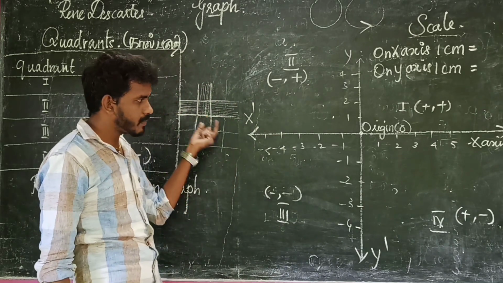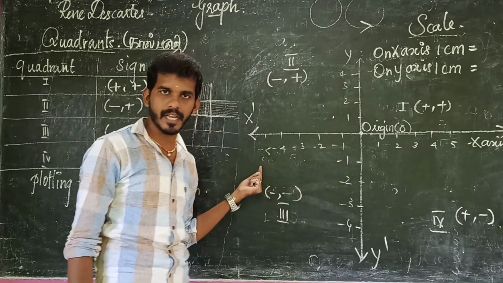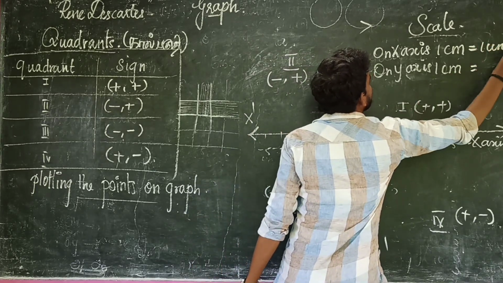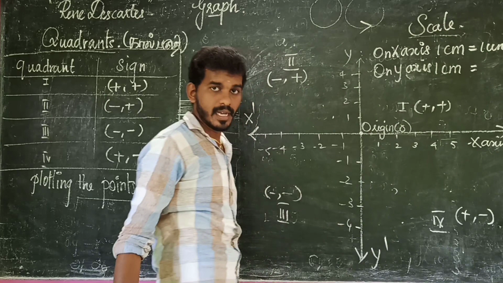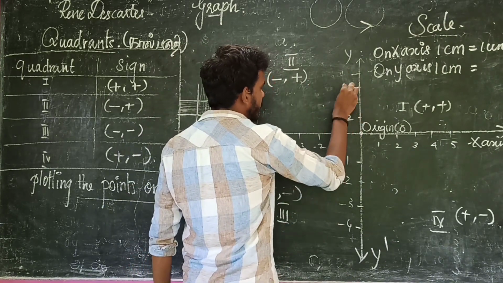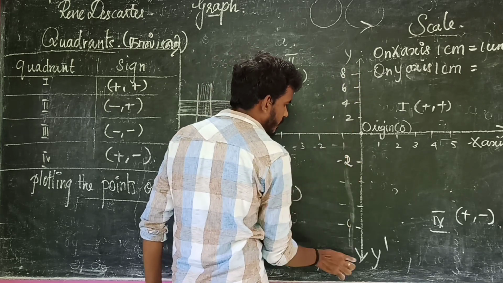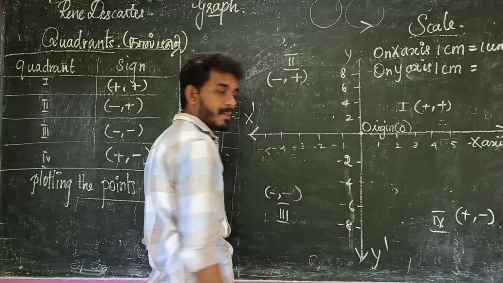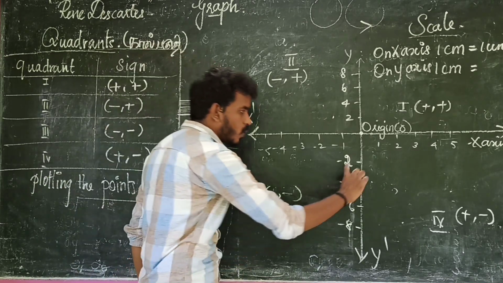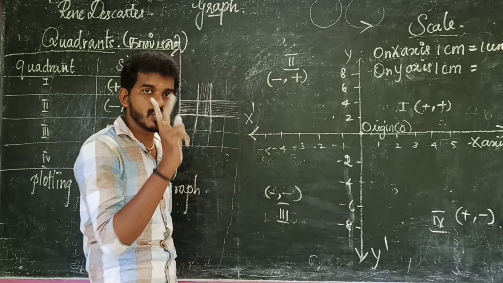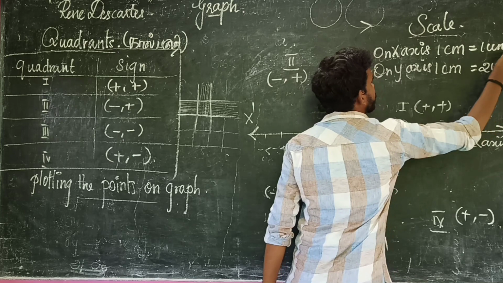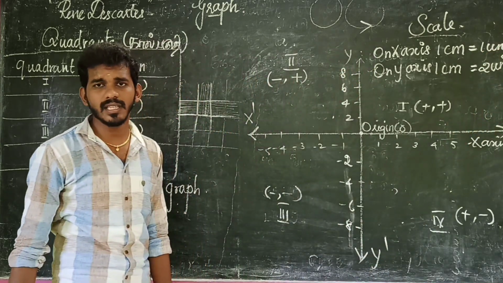On the x-axis 1 cm is equal to, what have we taken? 1 table, that means 1 unit. In case, now on the y-axis I take 2 table: 2, 4, 6, 8. I take it like this. So on the y-axis, 1 cm is equal to what? I take it as 2 units. So 2 units. This is how you take the scale.